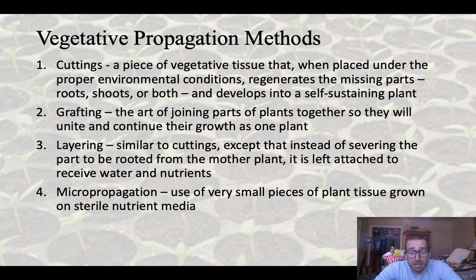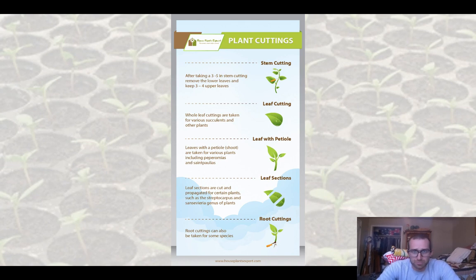And then micropropagation is done more in a laboratory setting where you use very, very small pieces of plant tissue grown on a media, and you develop the whole plant from just small pieces of plant tissue. So again, we'll just look real quick at these. We're not going to go crazy in depth. But different types of plant cuttings: you can do stem cuttings, leaf cuttings, a leaf with the petiole, leaf sections even, and then root cuttings.